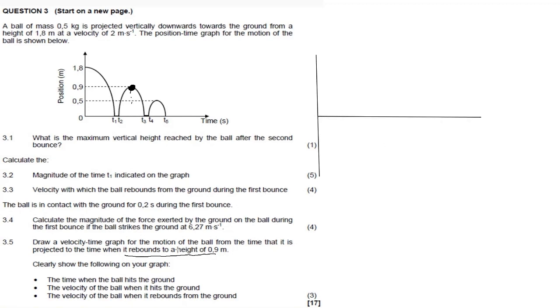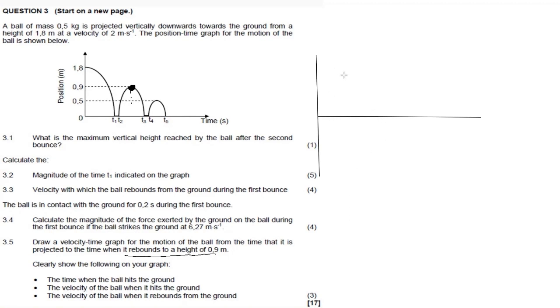Now let's check what we are required to show. It's the time when the ball hits the ground, the velocity of the ball when it hits the ground, the velocity of the ball when it rebounds from the ground. And that's exactly 3 marks. So they were kind of stingy with the marks, but you know, it is what it is.